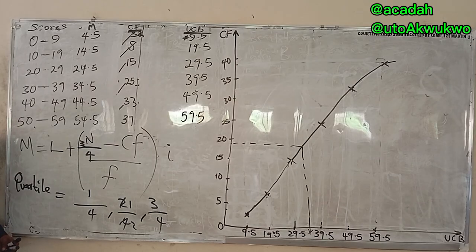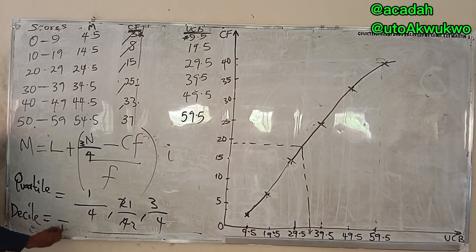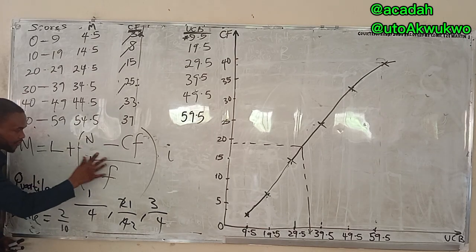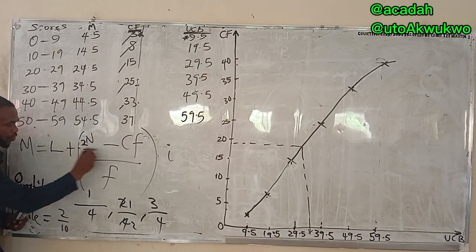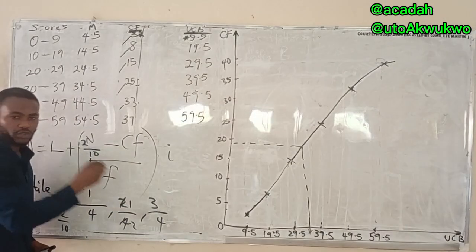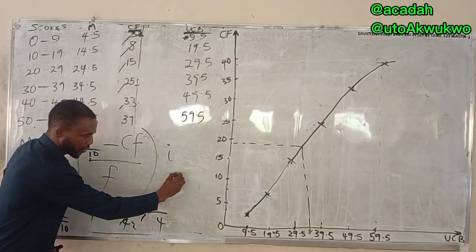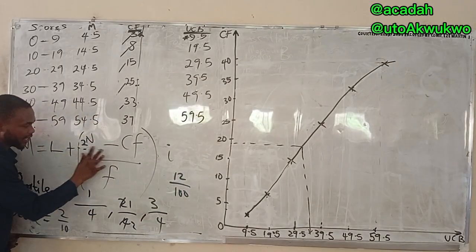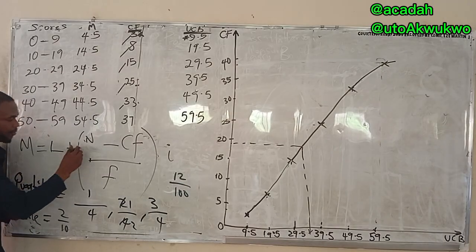If it's decile, they can then come to the part where they say second decile. Anything decile means over 10. So if they say second decile, 2 over 10, I can then carry this thing, go here, remove this thing, put 2 over 10. If they tell you 12th percentile, it's said as 12 over 100. I can now carry this thing, come here, remove this thing, put over 100, put 12.